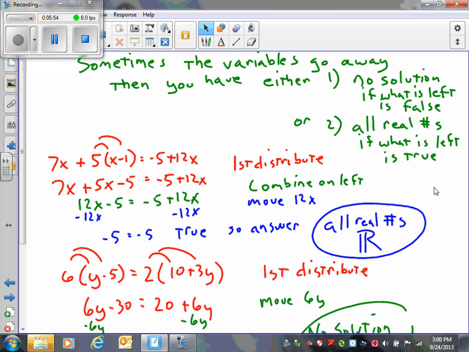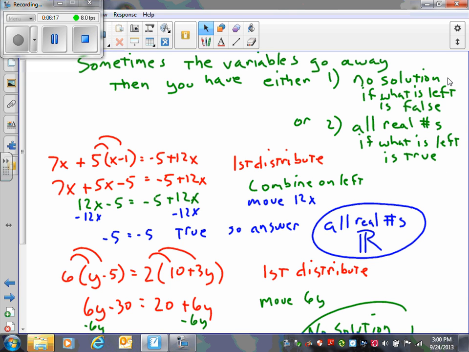Sometimes when you're working these problems that have variables on both sides, the variables go away. They'll cancel out completely. Then you have one of two special cases. Either you have no solution if what is left is false, or you have all real numbers as a solution if what is left is true.